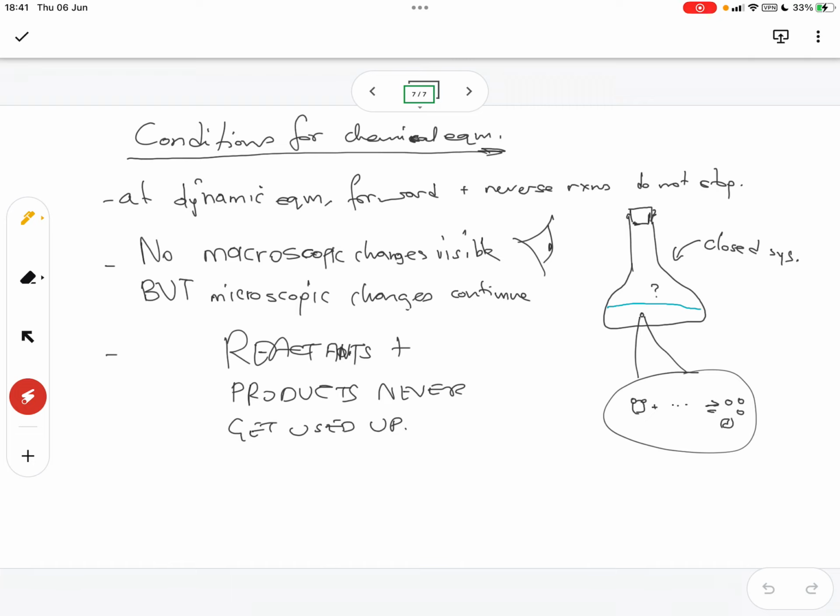Sorry about that. And then lastly, the reactants and the products never get used up. Oh, because I switched off the mic. Okay. So the reactants and the products never get used up. What does that mean?